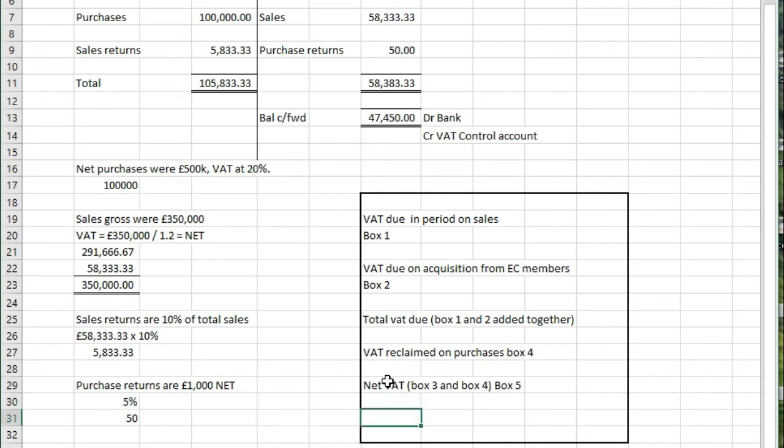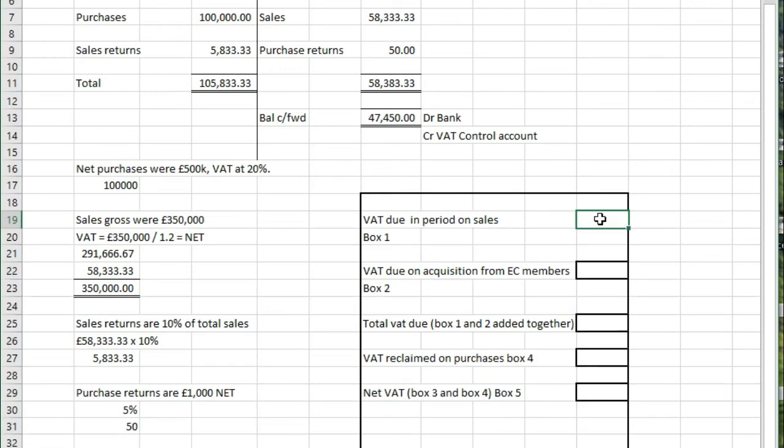And then below that we have total value of sales, total value of purchases, value of all supplies and goods and related costs to EC members, which is box 8, and then the total value of acquisitions of goods and related costs from other EC member states, which is box 9. So we're just going to ignore those for now, we're just going to concentrate on these ones. The total value of sales in the period is going to be, we need sales returns, and we also need sales.